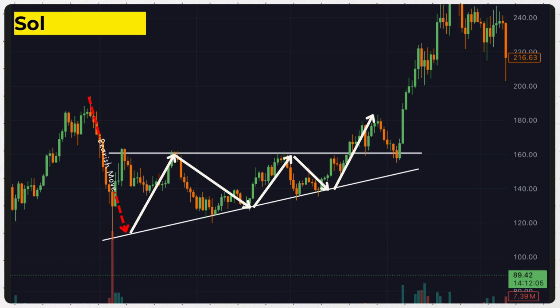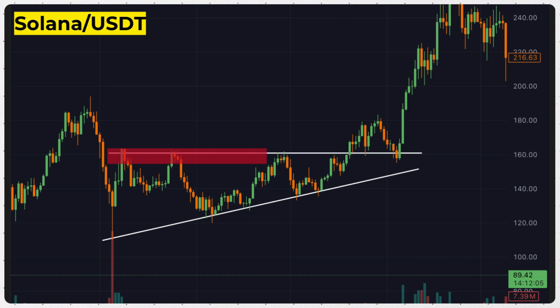And we can see that happening in this example on Solana. Here, price had been trading sideways after a prior drop, but buyers slowly began stepping in, creating a series of higher lows, while resistance around the $160 level kept capping price. Once that resistance finally breaks, the structure flips from consolidation into a strong bullish move, confirming the reversal.